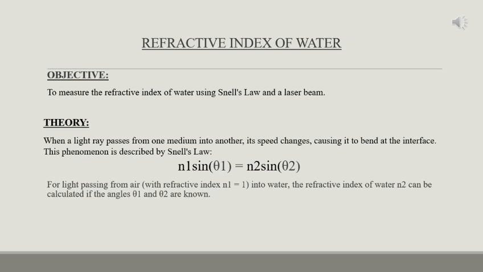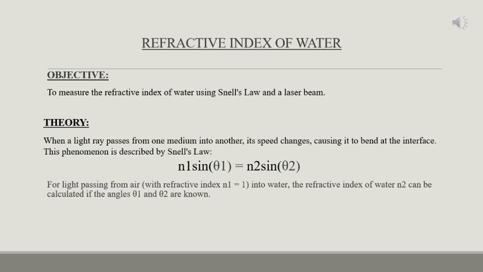This bending is described by Snell's law, which can be written as n1 sine theta 1 equals n2 sine theta 2, where n1 and n2 are the refractive indexes of the two media. We are using n1 as the refractive index of air and n2 as the refractive index of water, where theta 1 is the incidence angle and theta 2 is the refraction angle. In our case, light is moving from air, which has a refractive index of 1, into water. By measuring the angle of incidence and the refraction, we can figure out the refractive index of water.